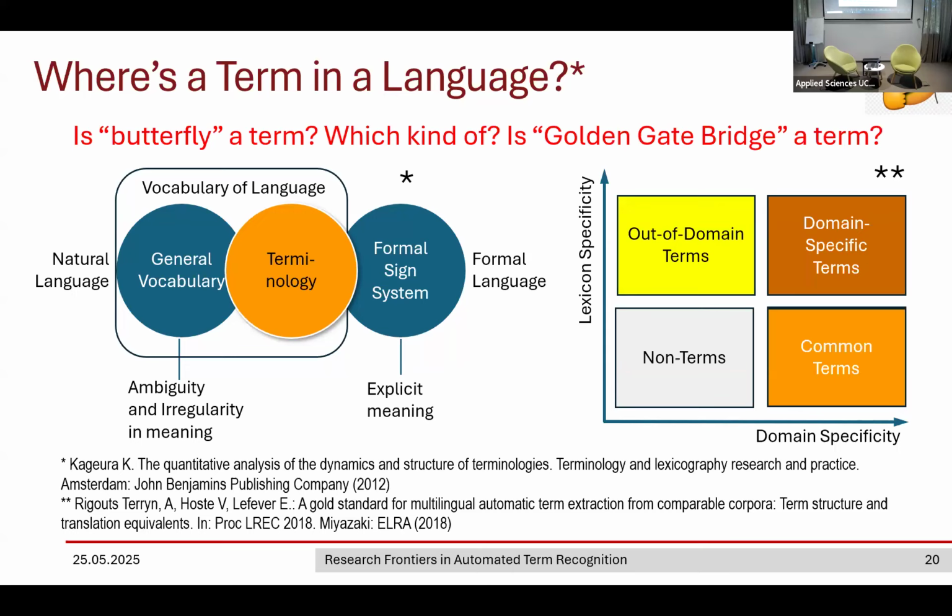So, based on that, is butterfly a term? Which sort of? Domain specific? Out of domain. Out of domain? Common term? Yep. Out of domain. Why? Any arguments on that?